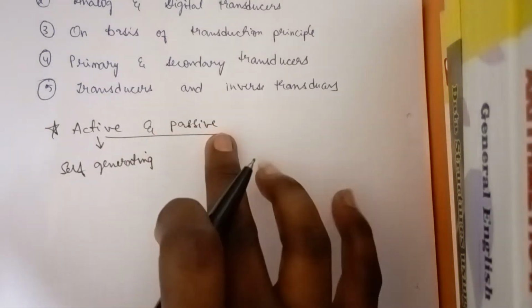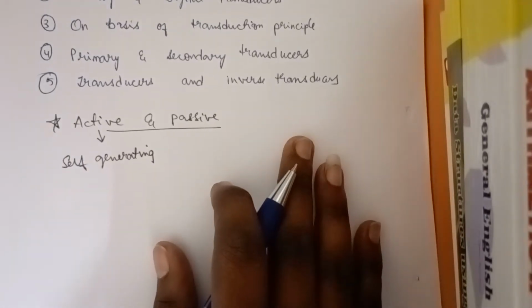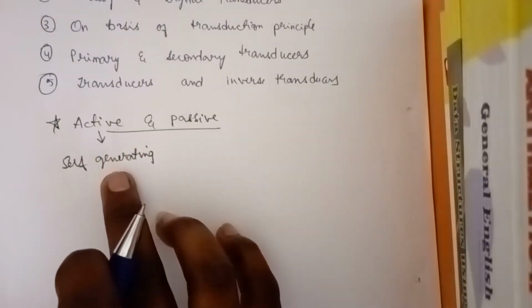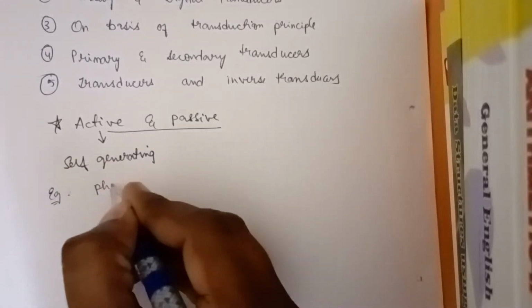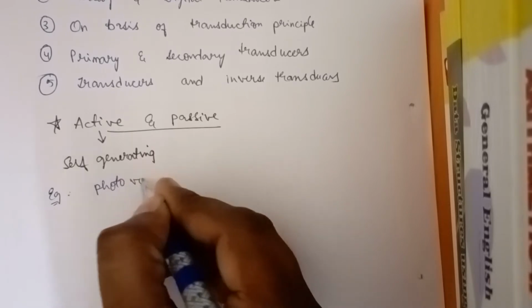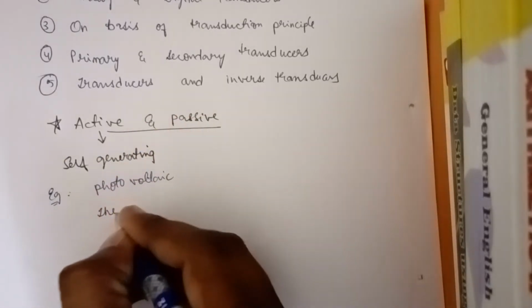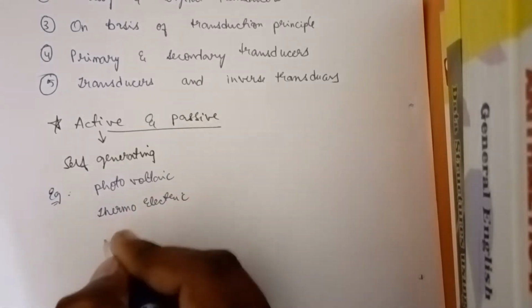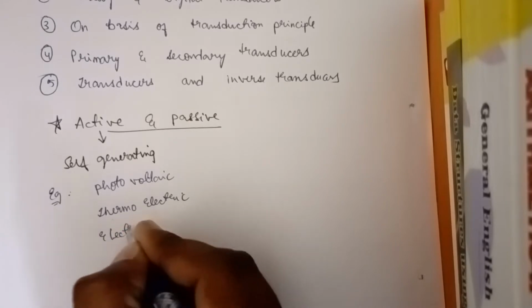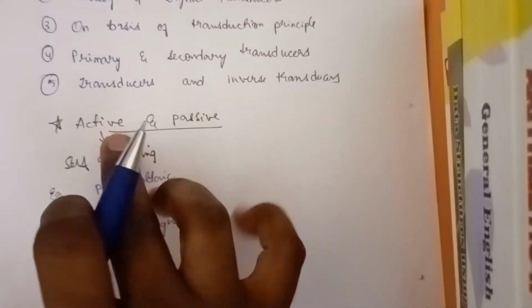Now coming to the second part, passive transducers. Before that, what are the examples of active transducers? We can take photovoltaic cell, thermoelectric, or electromagnetic. So these are the different examples of active transducers.